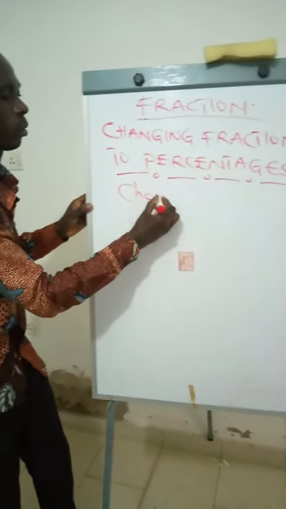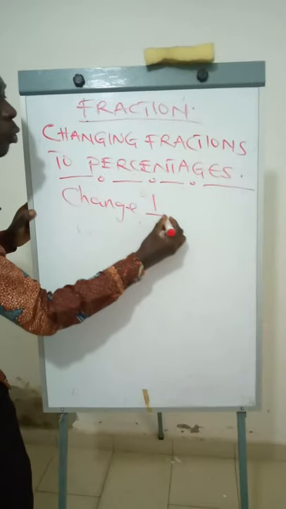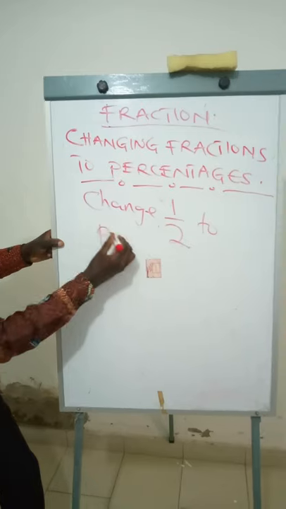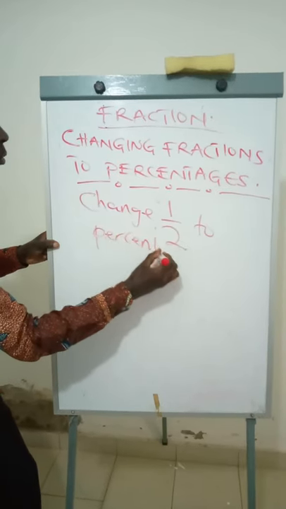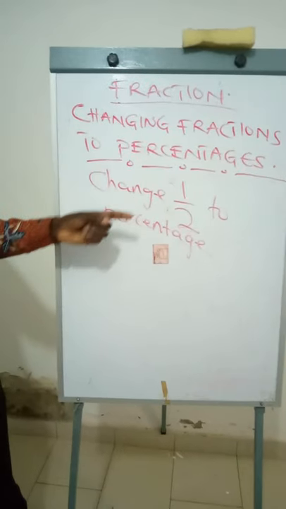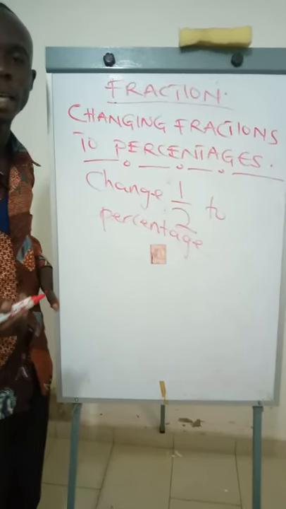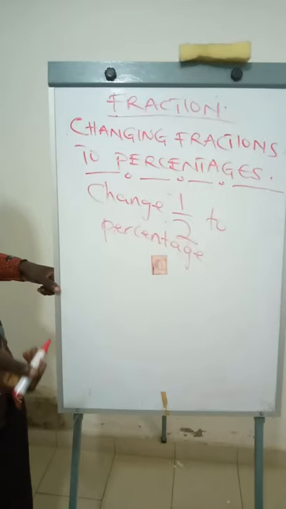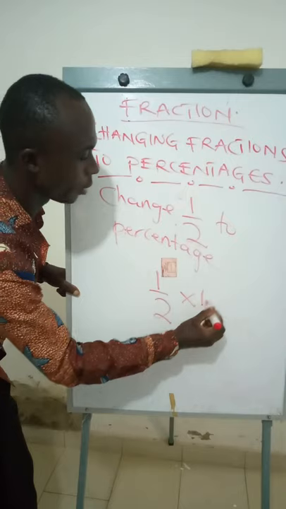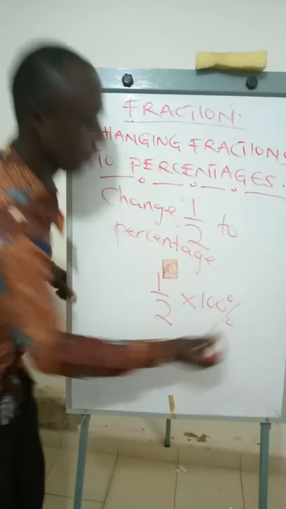Change 1/2 to percentage. And to change this fraction to percentage, you multiply it by 100%. So it becomes 1/2 times 100%.